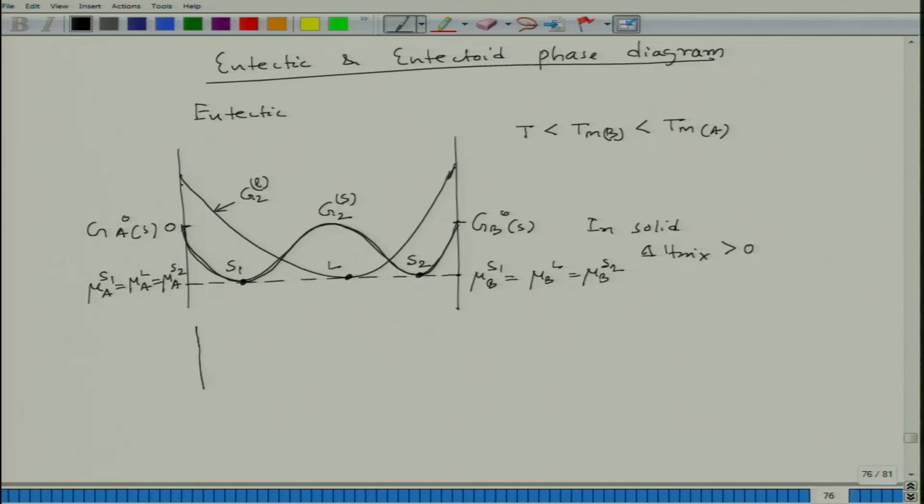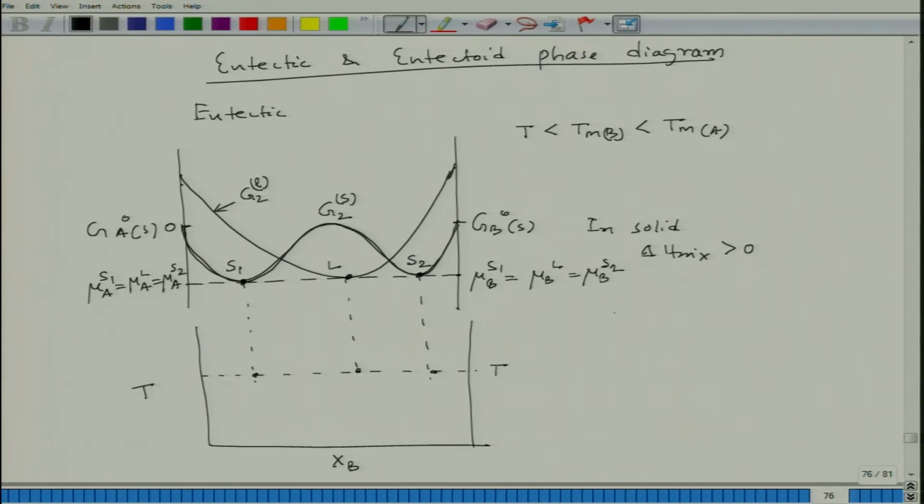So, if I try to see the plot on T versus x B, so if this is my temperature T, I could just drop down these points and I could get these 3 equilibrium points on this temperature, where liquid and 2 different solids, whose structure is the same but have different compositions. One is A rich, another one is B rich. So, they are in equilibrium.